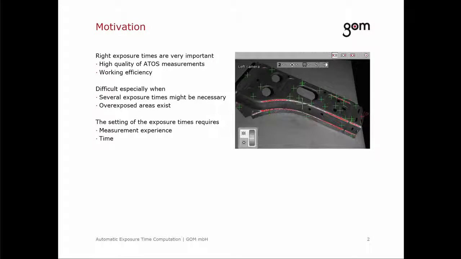Setting the right exposure time is very important in order to get high quality of ATOS measurement data and to work efficiently. Especially for complex objects, which might require several exposure times, this can be a challenging task for users. This means that sufficient measurement experience and time is needed because the exposure time had to be set manually until now. Once for the surface measurement and once for the reference points.